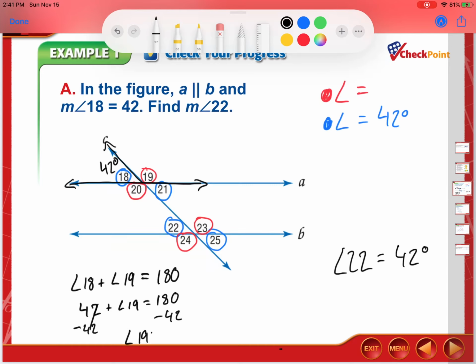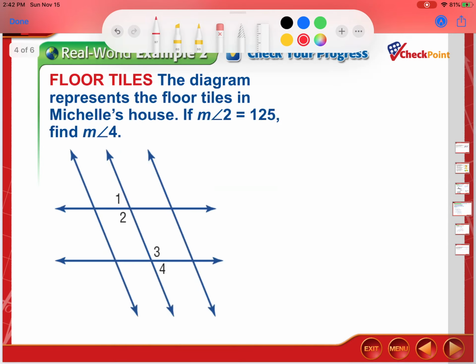So I'm going to subtract 42 from both sides, and I'm going to find out that angle 19 equals 138 degrees. So I can safely say that all my obtuse angles now are going to be 138 degrees, which checks out because 138 plus 42 equals my 180 degrees, and I know each of these forms a linear pair. So that is how I would go about solving for all the angles. Now I know most of the time you're not going to have to solve for all the angles, but it's a good tool to have in your repertoire.